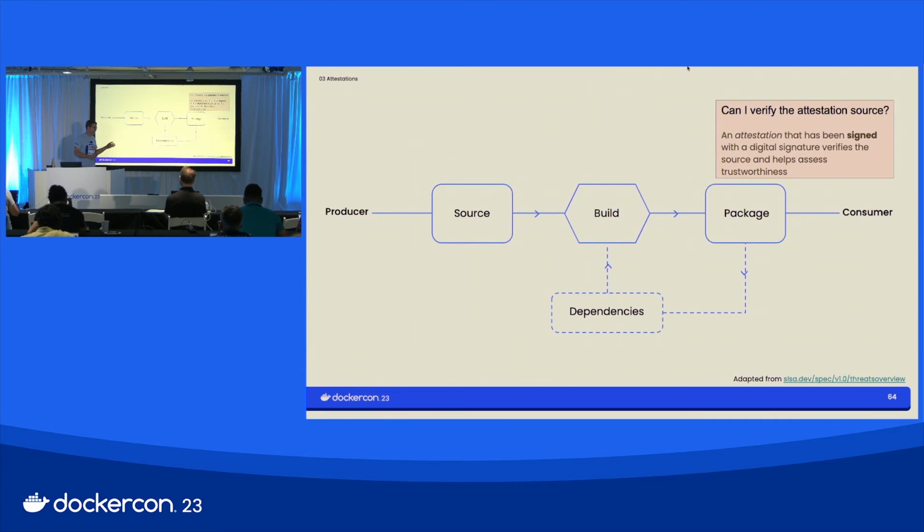Finally, we have our attestations now. We have our list of ingredients, the SBOM. We have our recipe, the provenance. How do we make sure that people can trust those things, that they can verify those things? And we do that, like I mentioned before, with cryptographic signing.